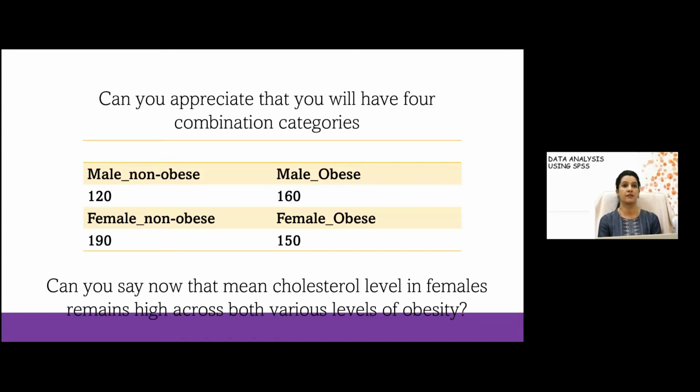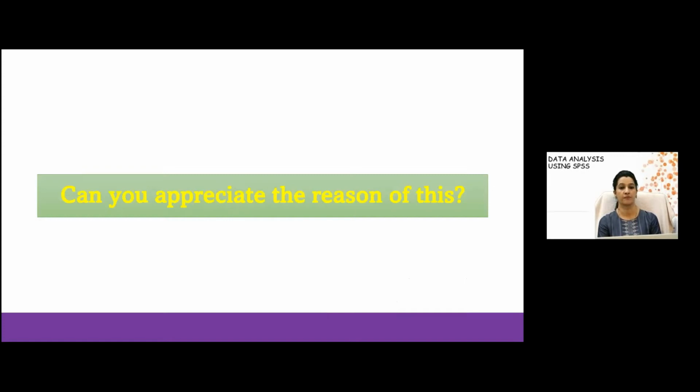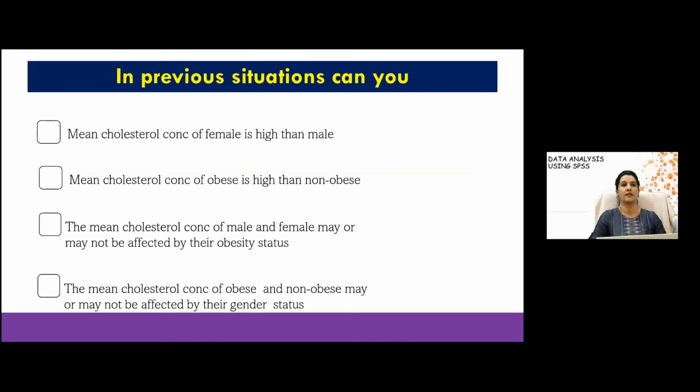But if you see the obesity, if you see the male obese and male non-obese, definitely the male obese are having high, but it is opposite in case of a female obese and non-obese. Female non-obese have higher cholesterol as compared to female obese. So there is a reason for this. We are seeing the different permutations and combinations of it, and it's basically because of the interaction.